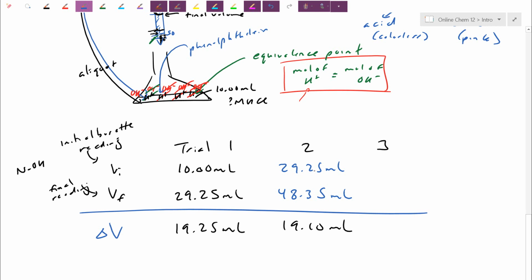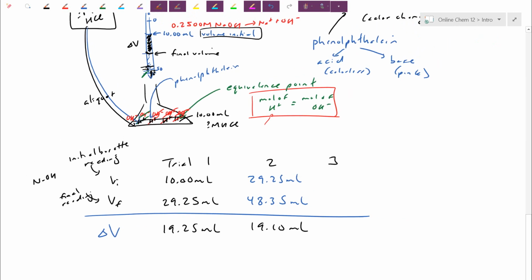Oh, no, it didn't change yet. You keep going slower and slower. Hopefully, the next trials will be even more precise. Now, I definitely don't have enough solution, right? If I started my initial volume at 48.35, I only have about 1 mil. That's not going to be enough for the new aliquot. So what I'm going to do is I'm going to refill.